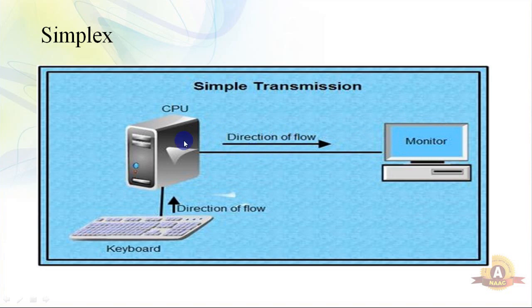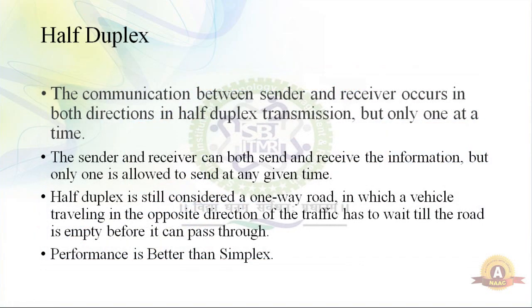After that, we will discuss the half duplex. In half duplex communication, the communication between sender and receiver occurs in both directions, but only one at a time.